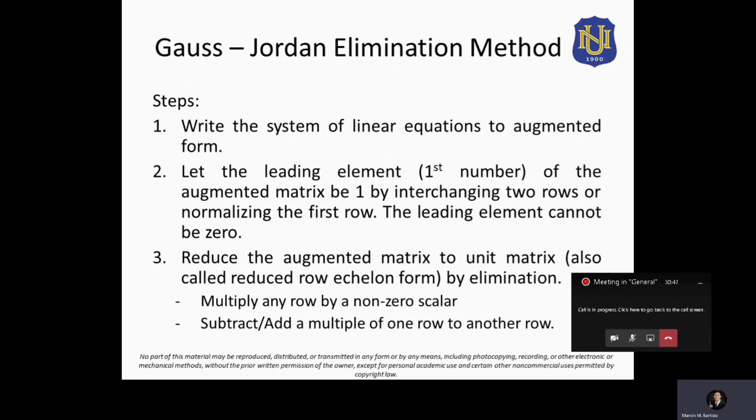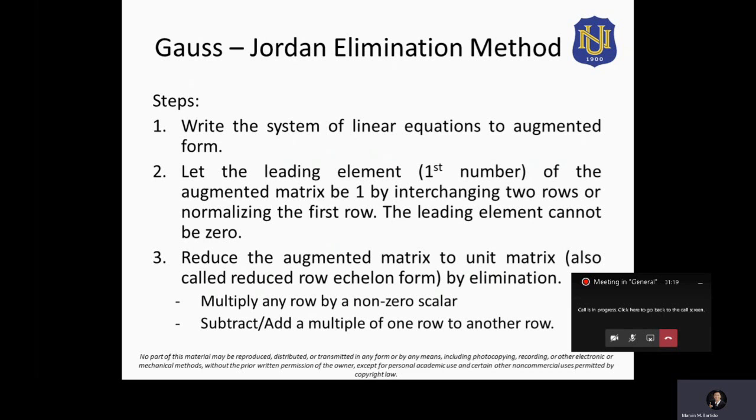Ayun. Tapos, yung third step natin, we have to reduce the augmented matrix to unit matrix. So, kung naaalala mo yung unit matrix, lahat ng diagonal elements natin ay 1, and then lahat ng remaining elements ay 0. Okay, so, ito yung kaibahan niya doon sa Gaussian elimination. Yung sa Gaussian kasi, kailangan lang natin siya gawing upper triangular matrix. So in this case, ang kailangan nating gawin doon sa augmented matrix natin, maging unit matrix siya.